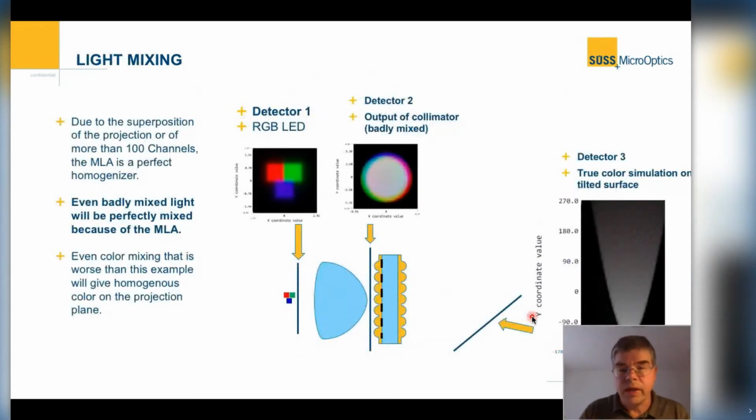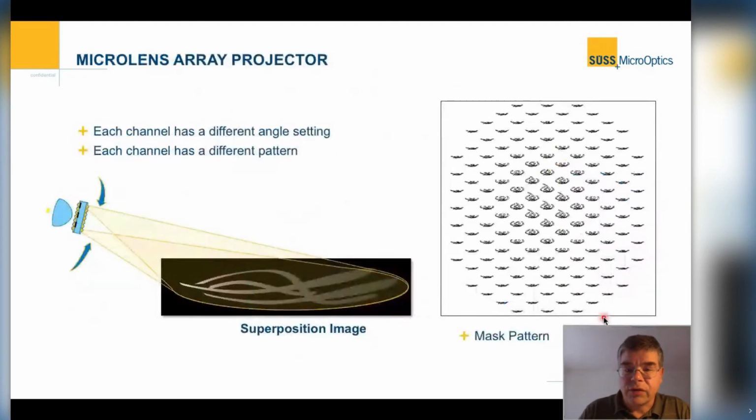The other nice thing is when you superimpose many images, you get a mixing of each channel. So imagine you have here an RGB source, and you try to collimate them, and each of these channels has a different image or a different color. But when you superimpose all of these different colors in the far field, what you get on the right side is a completely white image. This is a great advantage of MLA optics. They basically have no chromaticity issues, in the sense that they can mix bad light sources, so to say.